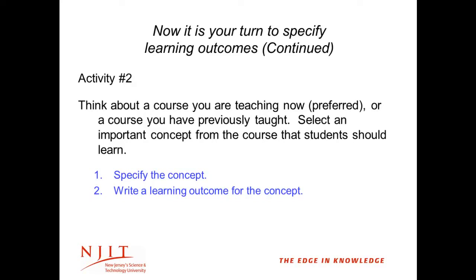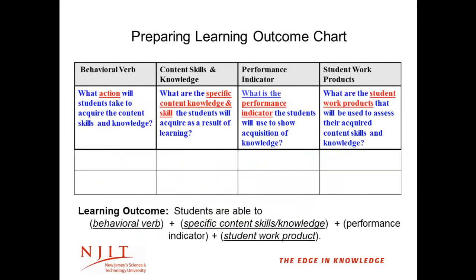And then the other document is a colorful document that has four columns on it. At the very bottom are the four parts of the learning outcome. The behavioral verb and the specific skills and knowledge is where we're going to stop today. The last two are what we're going to cover in part two of this workshop. So when Ron asks you to think about one of your courses, think about a skill and knowledge, not a broad stroke.